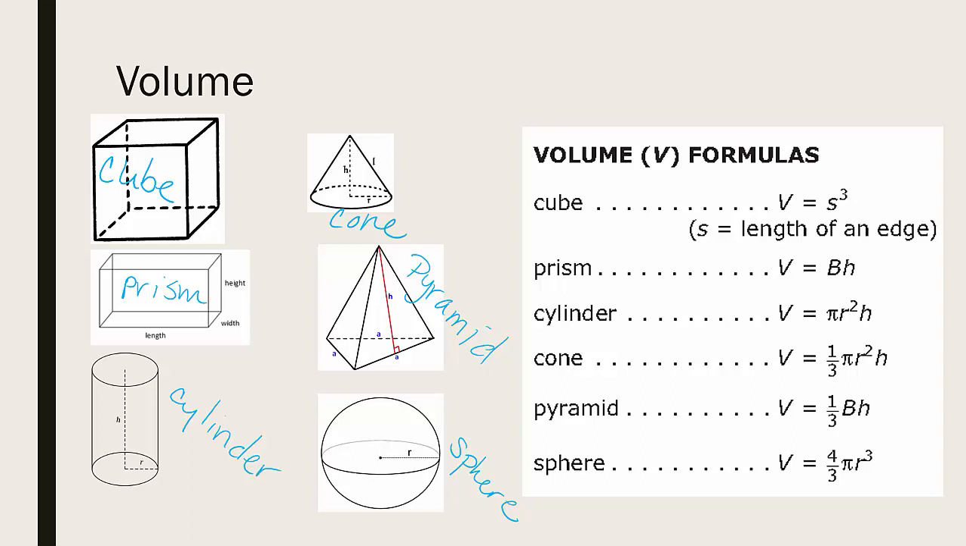Okay, and all of the formulas for each of the volumes for each of these shapes are included on the formula sheet. Now, when we look at this capital B, what are we talking about? The B is the area of the base, so that is the length times the width.